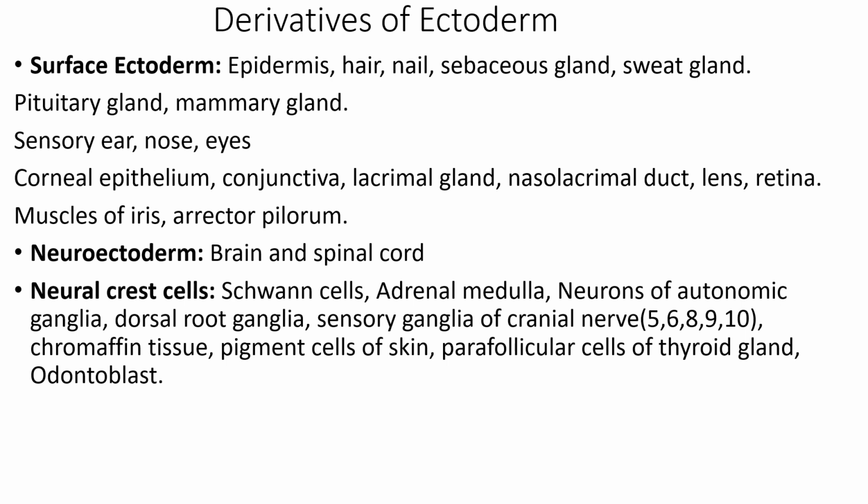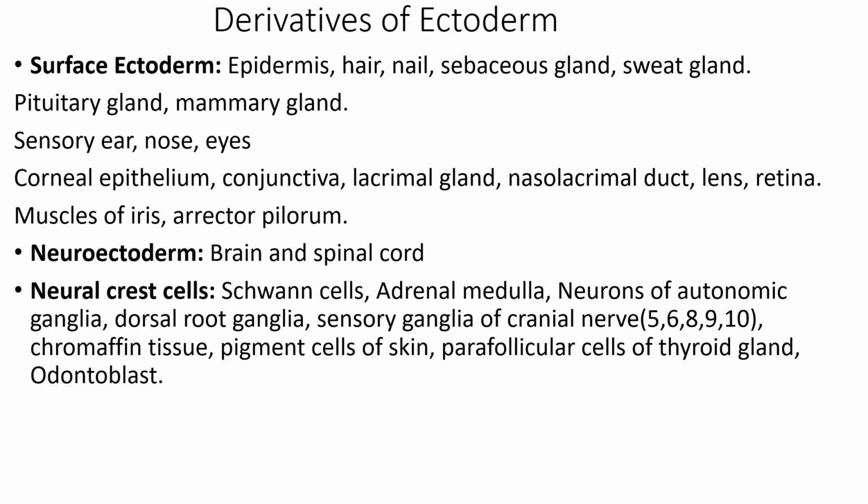The sensory epithelium of ear, nose, eyes, may it be corneal epithelium, conjunctiva, lacrimal gland, nasolacrimal duct or the epithelium of lens or retina, they all are derived from surface ectoderm. Again, one point to be remembered is commonly we have seen that all the muscles are derived from the mesoderm. They are mesodermal in origin. Only the exception seen is muscles of the iris and erector pilorum. In the iris we have two muscles, dilator pupillae and sphincter pupillae. So these are derived from surface ectoderm. Also the erector pilorum muscle present in the skin is ectodermal in origin.